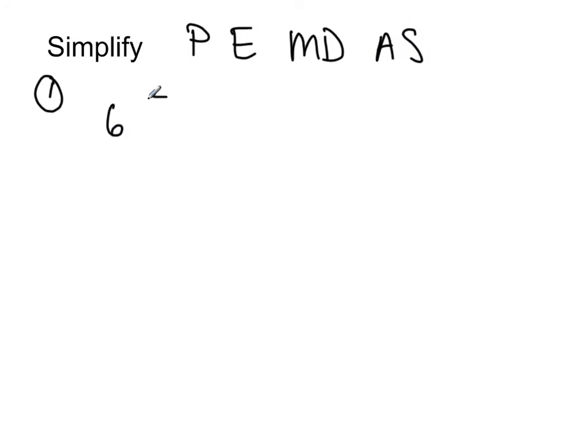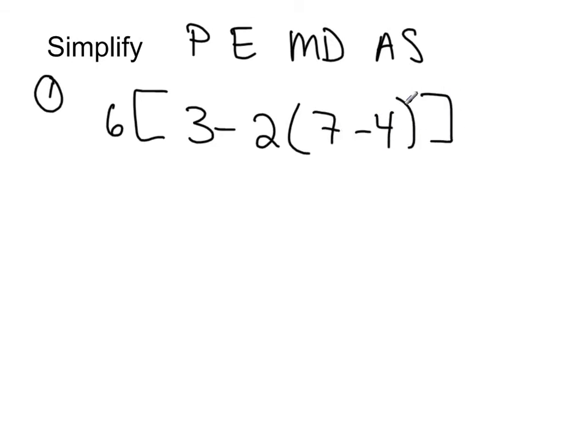We have 6 bracket 3 minus 2 times, oops, I didn't want to write times, I lied. Oops, I deleted everything. So I'm just going to rewrite it. 6 bracket 3 minus 2 times 7 minus 4, in parentheses and the bracket.